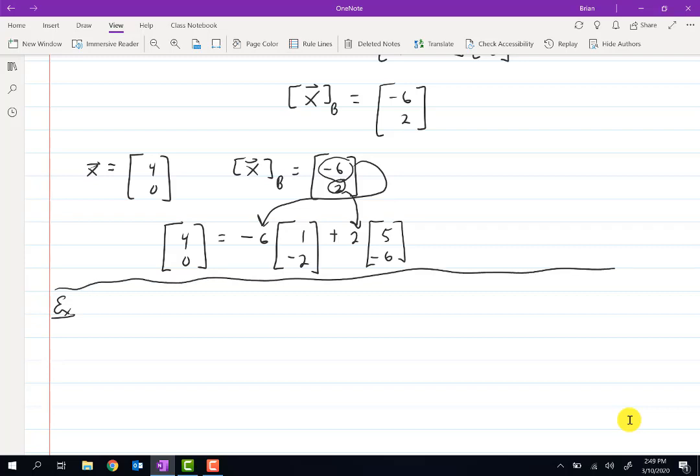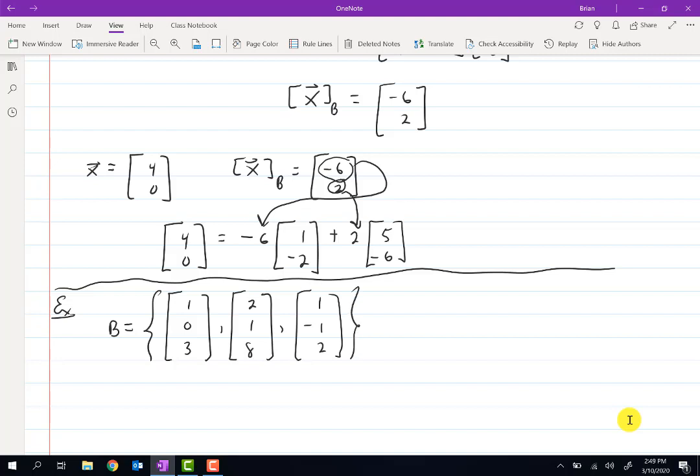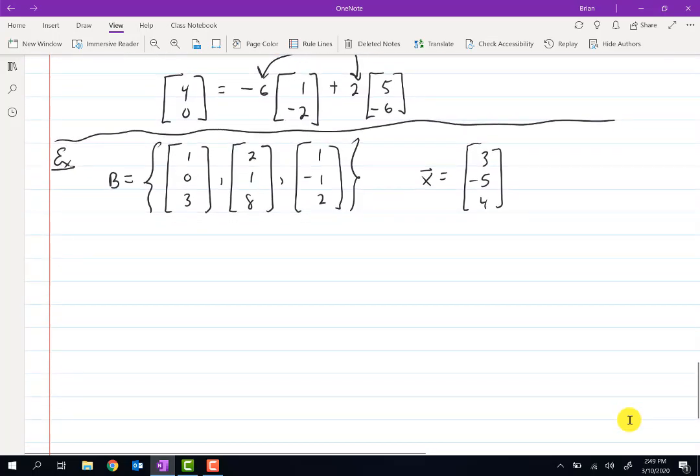This time my basis will be in R3. We have 1, 0, 3, 2, 1, 8, 1, negative 1, 2, and this time x will equal 3, negative 5, 4, and your job is to find the B basis representation of this vector x.